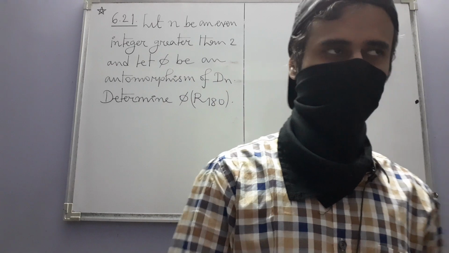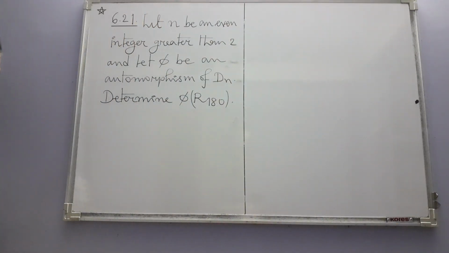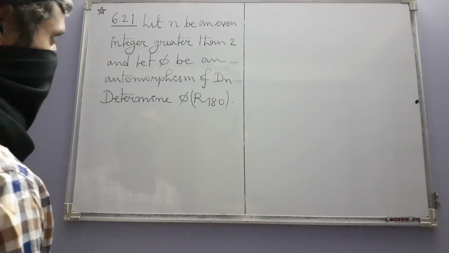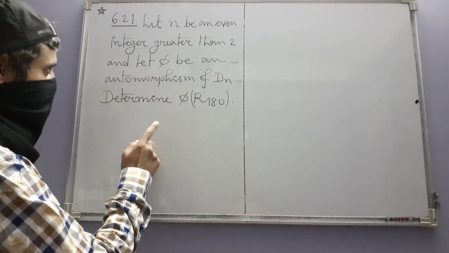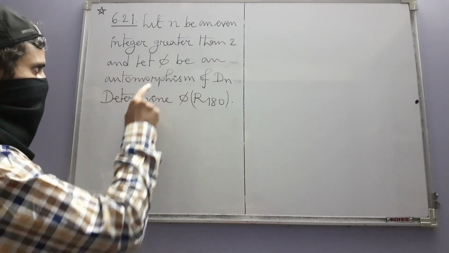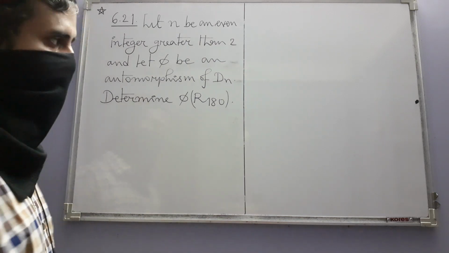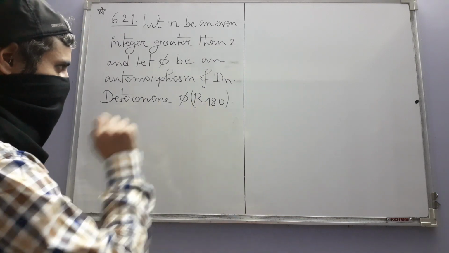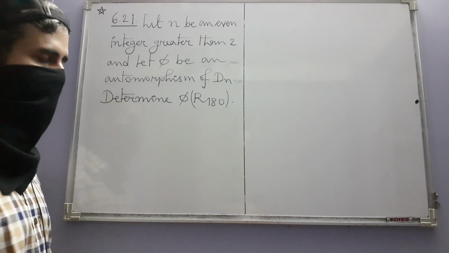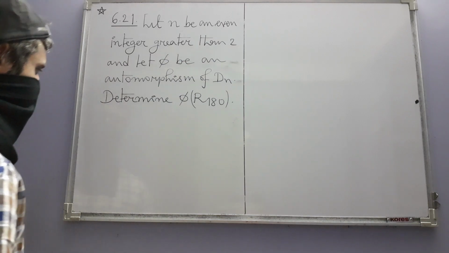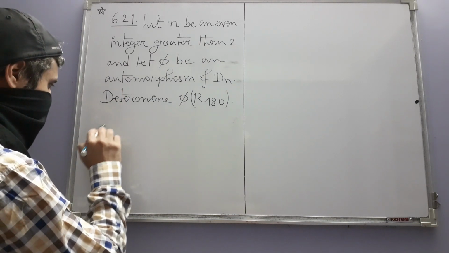Alright, so the next one is exercise 21. Here n is an even integer greater than 2 and phi is an automorphism of the dihedral group Dn. We have to determine the phi image of the rotation R180. Okay, so let's see the solution.